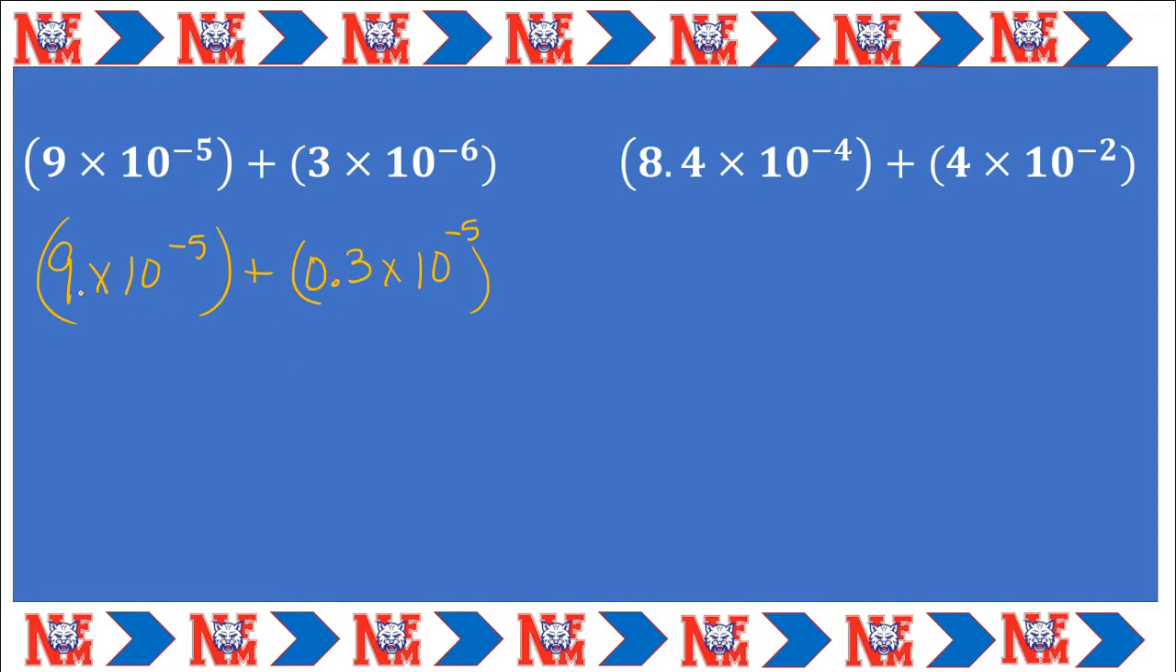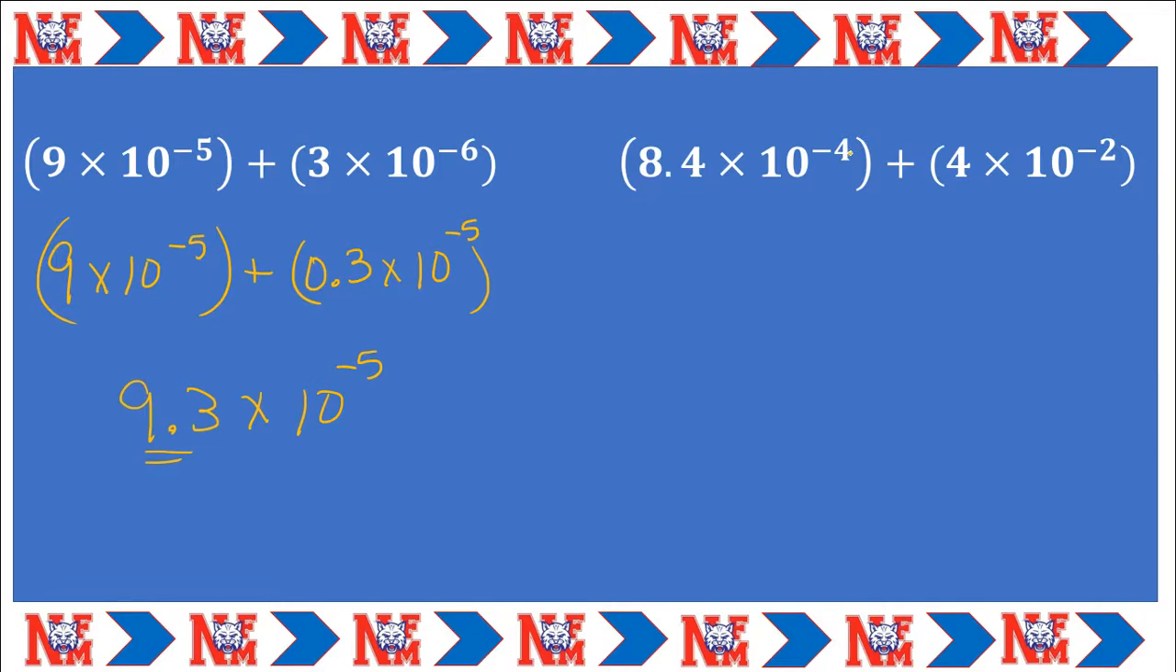And now when I combine these, I have 9 plus 0.3, which is 9.3, times 10 to the -5th. Now, if you would have done it the way we were about to do it, you still would get the right answer. You would just have to make an adjustment probably at the end to make sure this coefficient is written in proper notation.